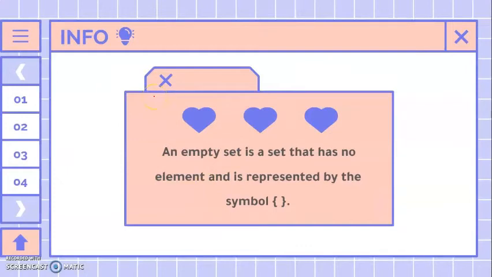So here's a little tip for you guys. An empty set is a set that has no element and is represented by the symbol here, like this. So if there is an empty set, you will have to write it like this, where there is no element in the set.